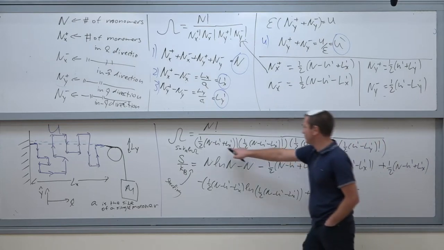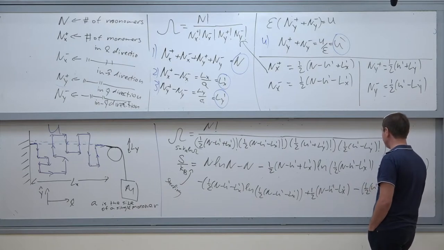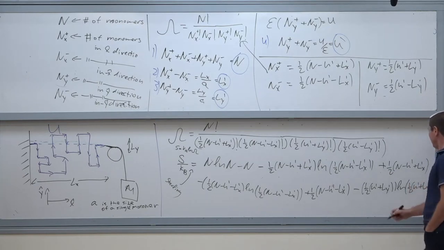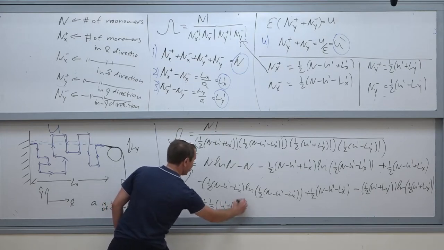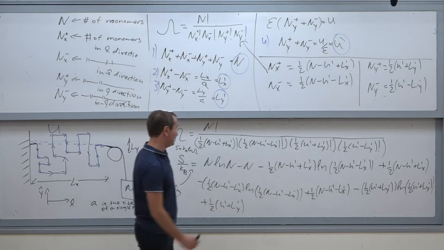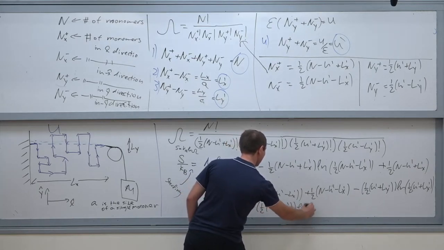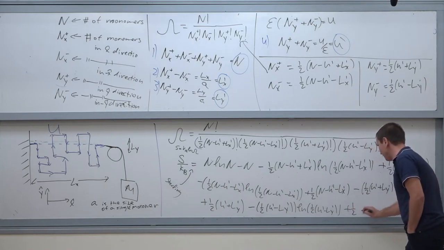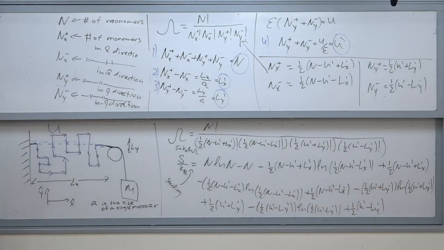So we're done with this term, and we're now in this term, so it's minus 1/2 (U prime plus Ly prime) multiplied by log of 1/2 (U prime plus Ly prime) plus 1/2 (U prime plus Ly prime). So we're done with this term. And the last one is minus 1/2 (U prime minus Ly prime) multiplied by log of 1/2 (U prime minus Ly prime), and finally plus 1/2 (U prime minus Ly prime). Fantastic formula that we now need to take a derivative of and do something with it.